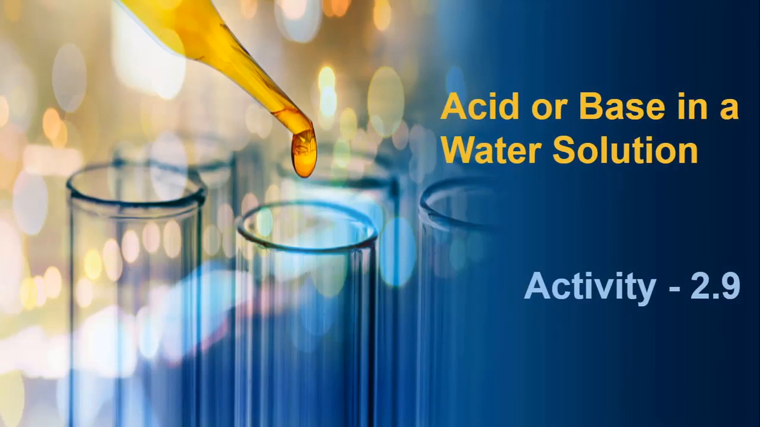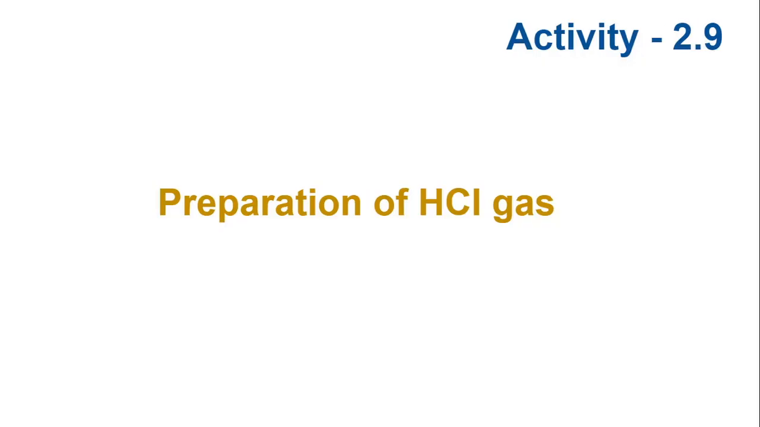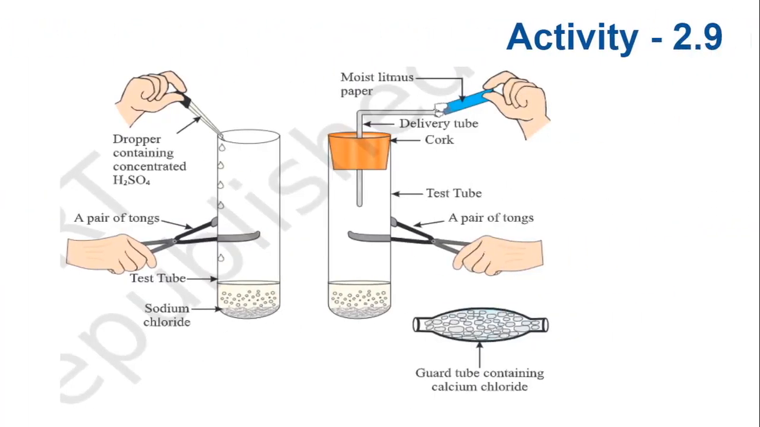If acid and base are in water solution, then what will be the reaction? What are the causes? We will learn that today in this video with the help of activity 2.9. We will perform this activity. So let us start activity 2.9, named preparation of HCl gas, which means hydrochloric acid gas.